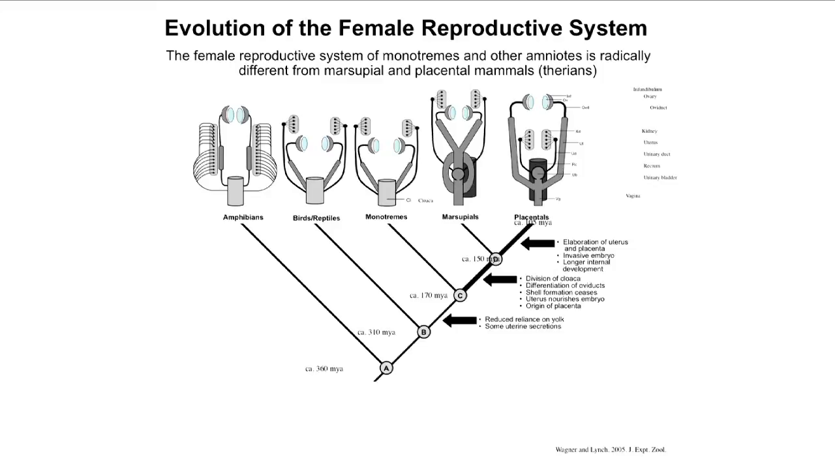So as this process went on and mammalian reproduction evolved, at this point there was reduced reliance on yolk, even though monotremes still do give birth with eggs. Then in the marsupials, the cloaca divided, the oviducts differentiated more, the uterus started nourishing the embryo, and that's where the placenta originated. But in the placentals, the placenta really develops into what we now recognize as a full placenta. The embryo became invasive and there was longer internal development.